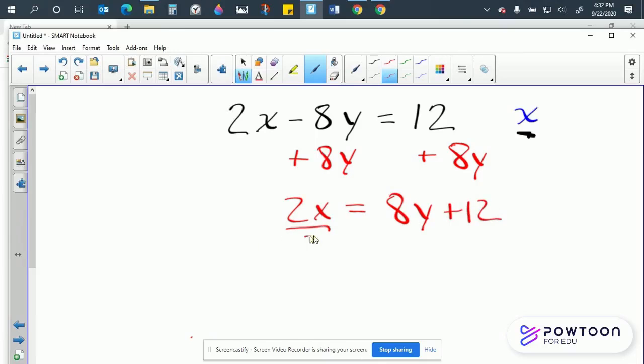Now 2 times x, so we divide both sides by 2, and x equals, and over here we have to distribute that division, 8 divided by 2 and 12 divided by 2. So 8 divided by 2 would be 4y, plus 12 divided by 2 would be 6.